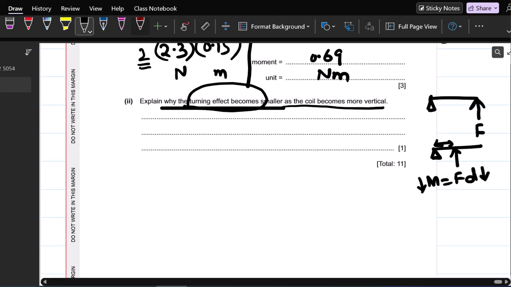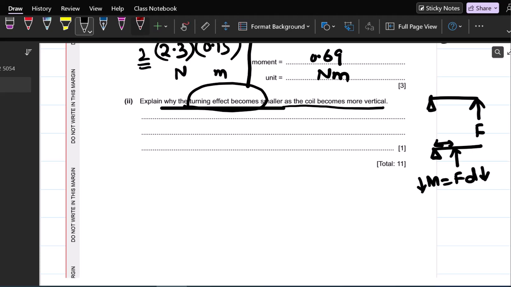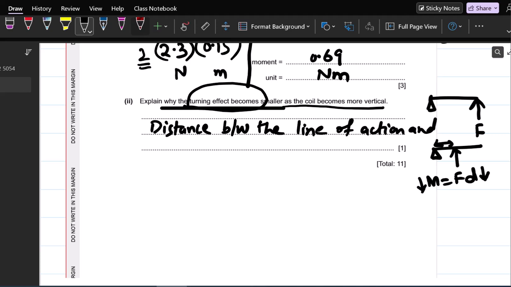So we will be writing here that the perpendicular distance between the line of action and the axis decreases. So this is one way you can write here. So hope so this is clear. Moving to next question.